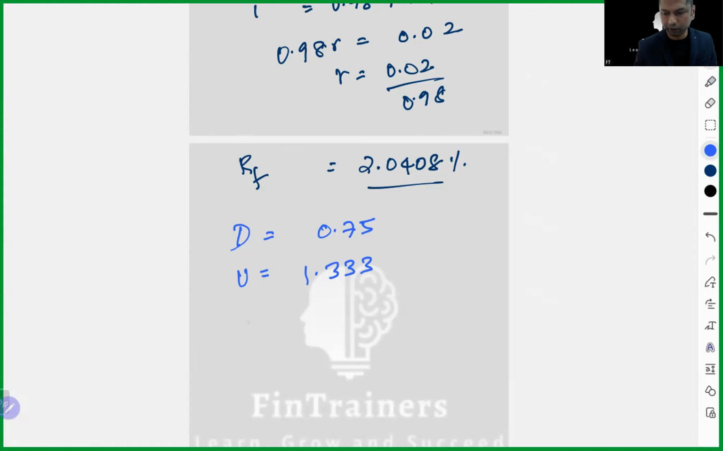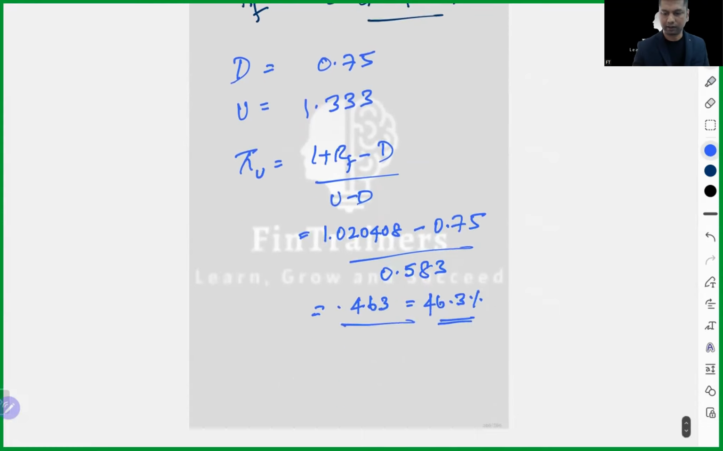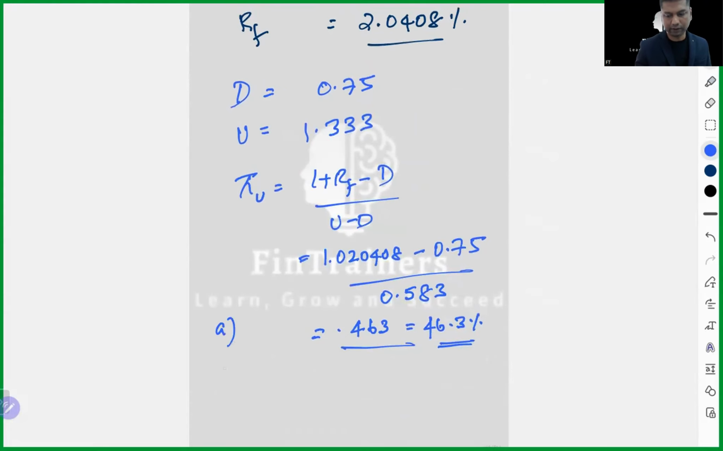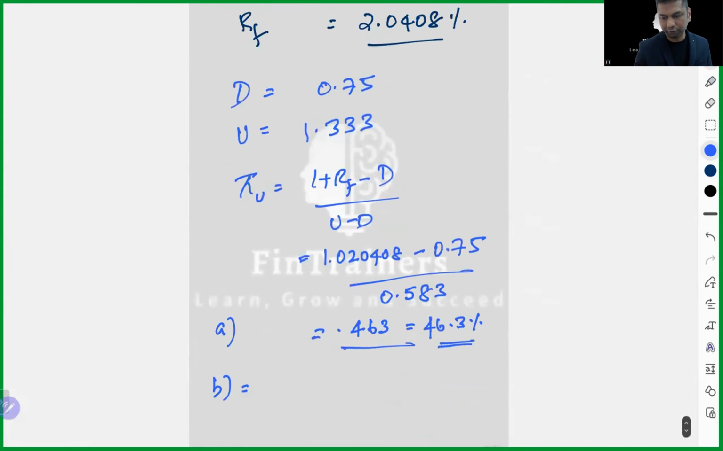Okay. So what is your pi u? They ask for the probability of up move, which is 1 plus RF minus D divided by U minus D. RF is given as 2.048. So 1.020408 minus 0.75 divided by 1.33 minus 0.75, which is 0.583. If you do this math, what are you getting? 0.463. Okay. This is the answer to question A. Question B, they have given the expected payoff as 24. So 24 into 0.98, which is 23.52.